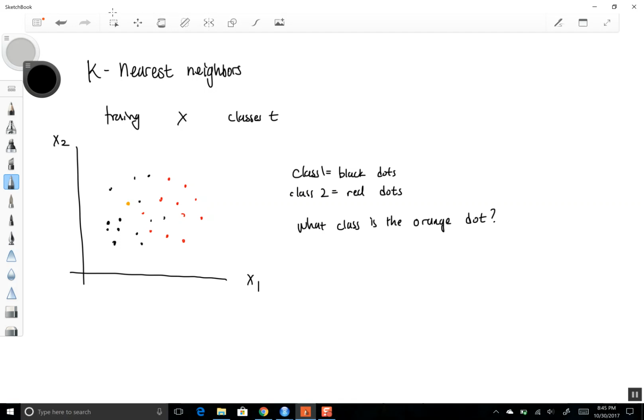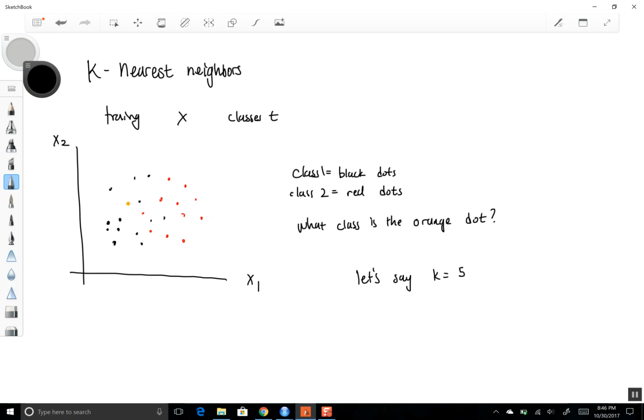Well, what we do is we pick some k, all right? We could use cross-validation later, but let's just say, oftentimes you pick an odd number so you don't end up with ties, okay? So let's say k is equal to 5, right?